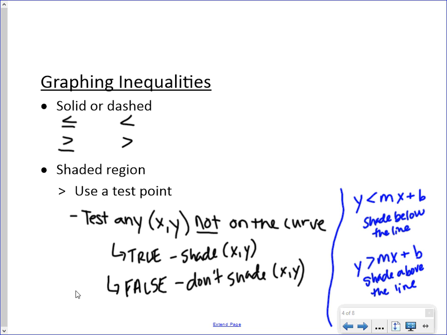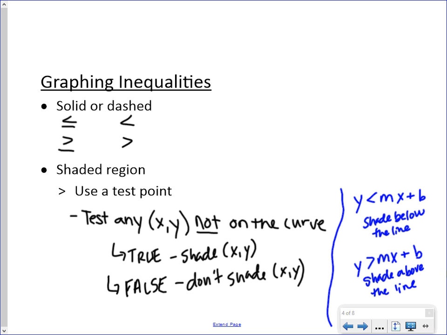There are some shortcut rules for parabolas, the quadratics, but because you have so many options for quadratics, it could be a parabola that opens up, and then you have outside, inside. It could be a parabola that opens down, and there's an outside and an inside. To me, rather than remembering a rule for all 4 scenarios, it's just as easy to test a point. So I don't have shortcuts for those. I only use shortcuts for lines.